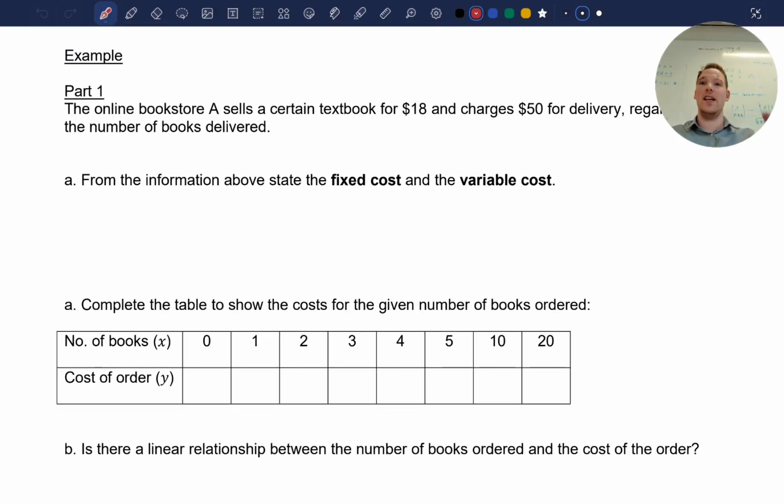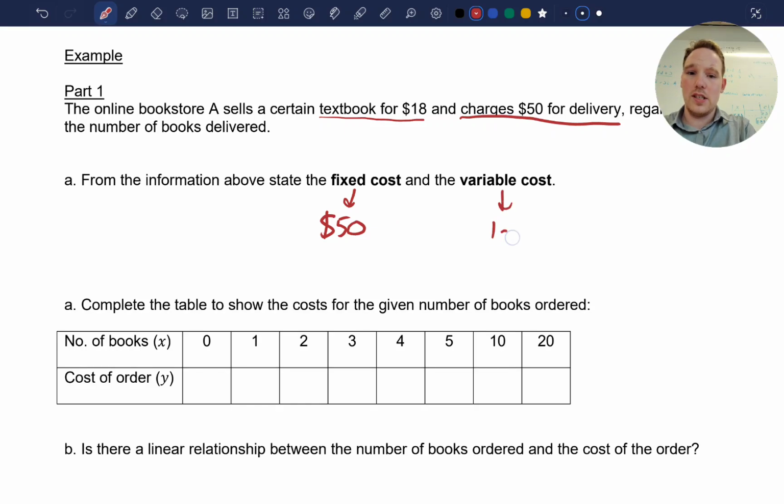So fixed means it's set, it's fixed in place, it doesn't change. If we look at these costs, a textbook costs 18 for one textbook. If I buy more textbooks, that will still change. But 50 for delivery, they're always going to be delivering no matter how many books I buy. So that 50 is fixed. So the fixed cost is the 50 amount, and the variable cost is the 18 amount.